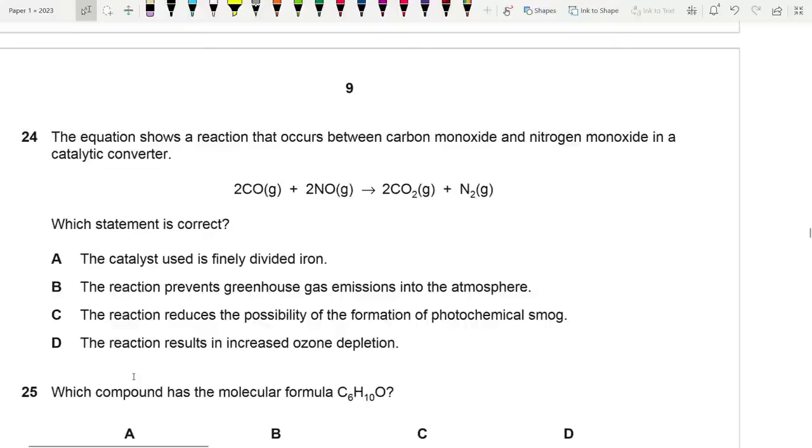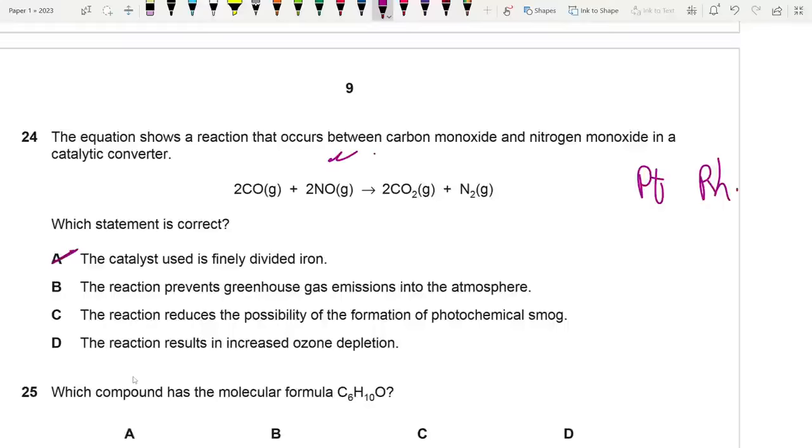The equation shows a reaction that occurs between carbon monoxide and nitrogen monoxide in a catalytic converter. Which statement is correct? The catalyst used is finely divided iron. In a catalytic converter, we typically use platinum and rhodium. These are the ones we use. So it is not iron, which is used in the Haber process.